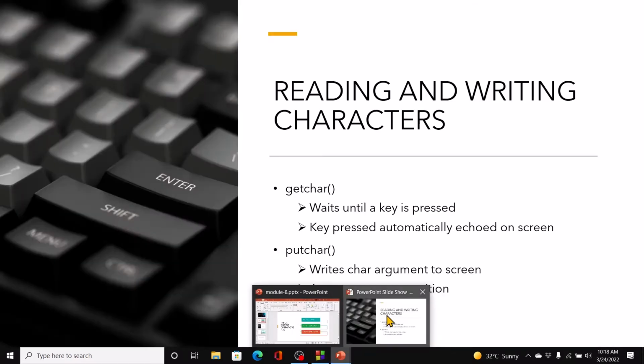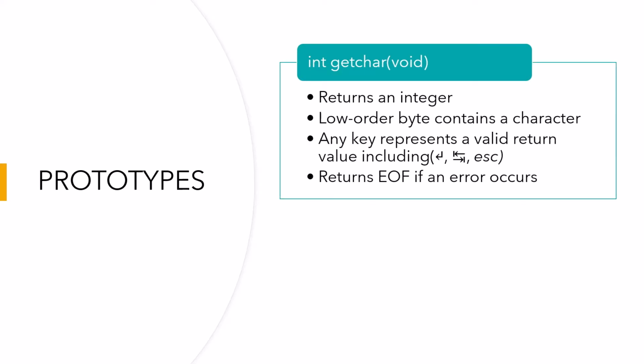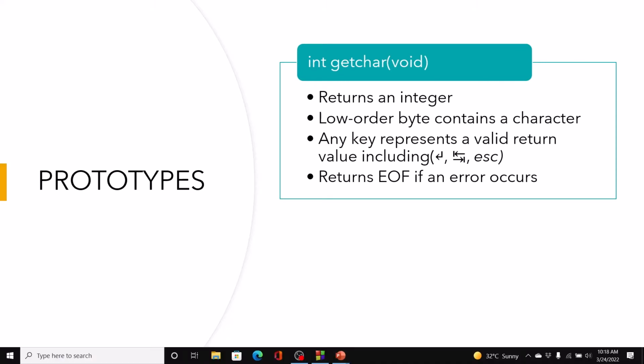Now let's look at the prototypes of both of these. We've got getChar returning an integer. The low order byte contains a character. Remember, an integer is 4 bytes, so the low order byte contains a character. What about the rest of the bytes? We'll come to that a little later. Any key represents a valid return value, including the enter, the tab, or escape. So let's now go and look at that.